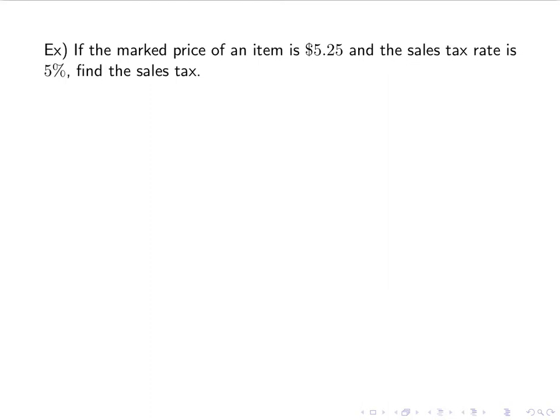So for our first example, if the marked price of an item is $5.25 and the sales tax rate is 5%, find the sales tax. We're going to start with what each of these things are. The marked price is 5.25, that's MP. 5% is the rate, which remember we always have to change to a decimal. So 5% is 0.05. And lastly, we're looking for the sales tax, so we're looking for ST.